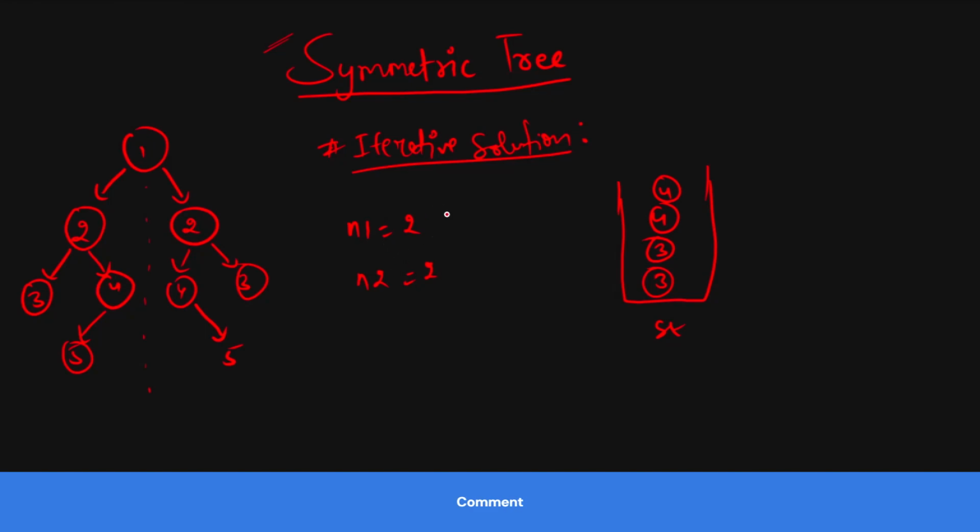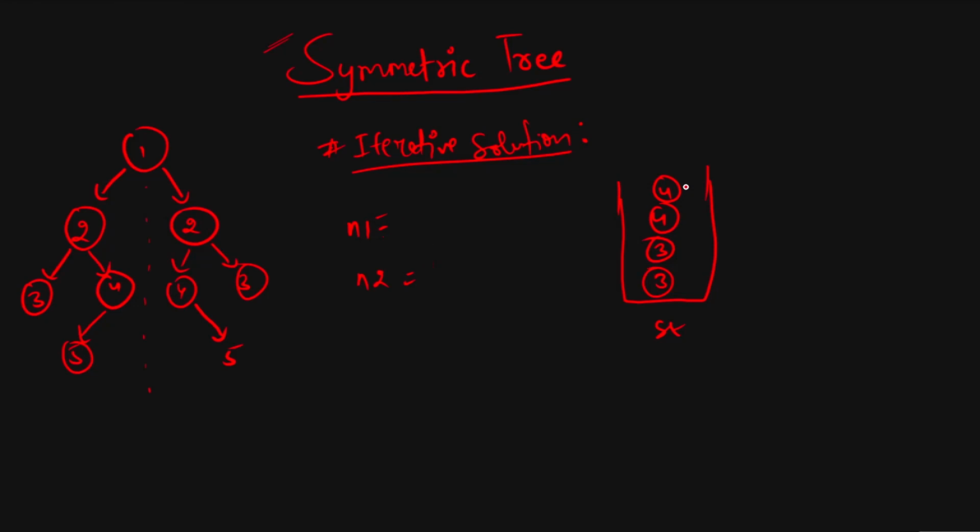Now what will I do? I will again pop out the first two elements. First I pop this, so n1 is 4 and n2 is 4. Both of them are not null and both of them are equal. If both are equal, then I will push their left and right, so its left and its right, and its right and its left.